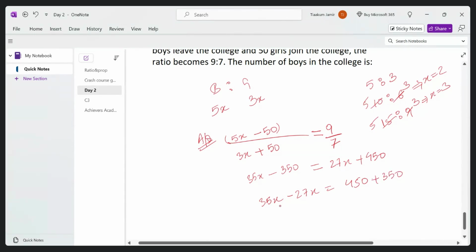Now you do subtract. Are we getting 8x? And this one is what? 800. 8 1 times, 800. That means 1x is equal to 100. They're asking us to find the number of boys. Number of boys is what? 5 into 100 will give us 500. That will be the answer.